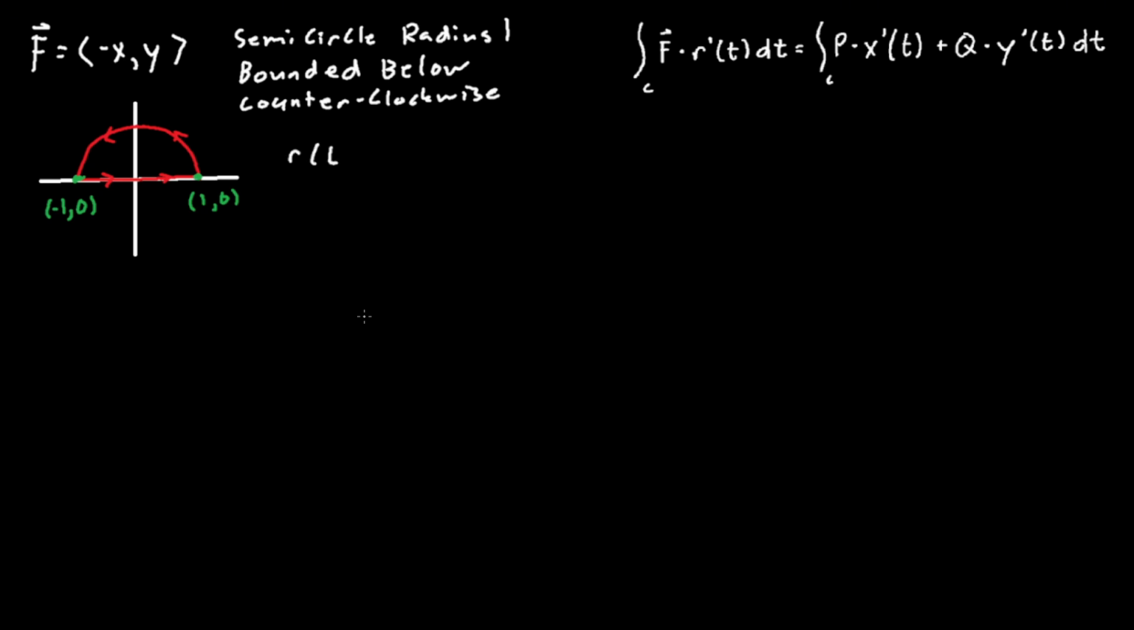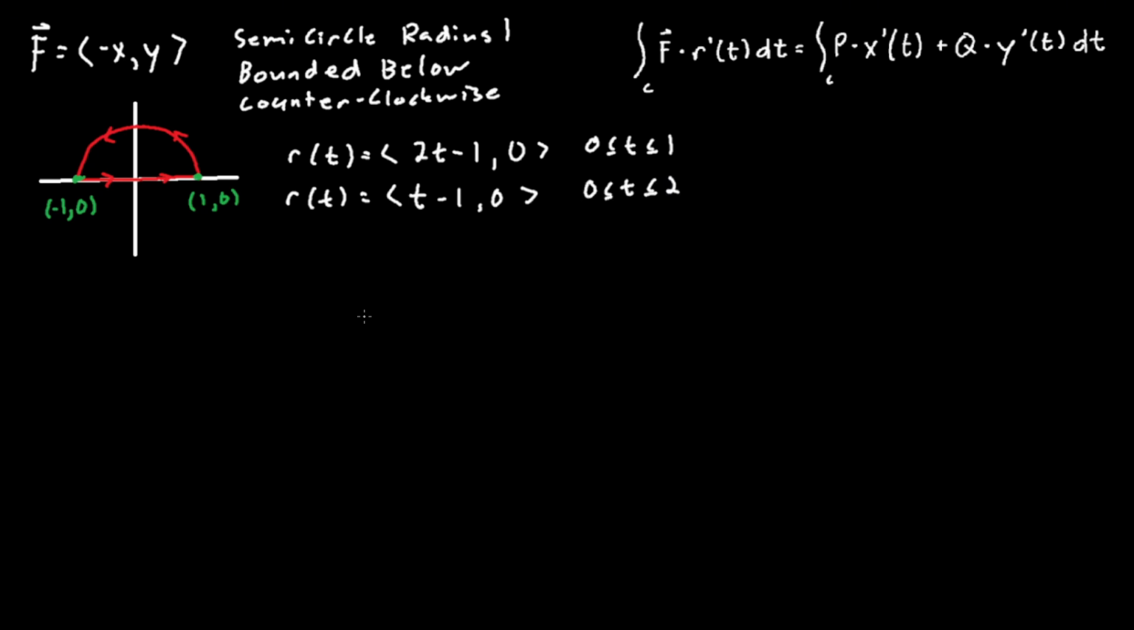Okay, parameterization. Maybe I'll start off with negative 1 to 0. For this parameterization, you can use something like 2t minus 1, 0, because there's no change in y. Let's be more specific, with bounds 0 to 1. Or you can use t minus 1, 0, with bounds 0 to 2.